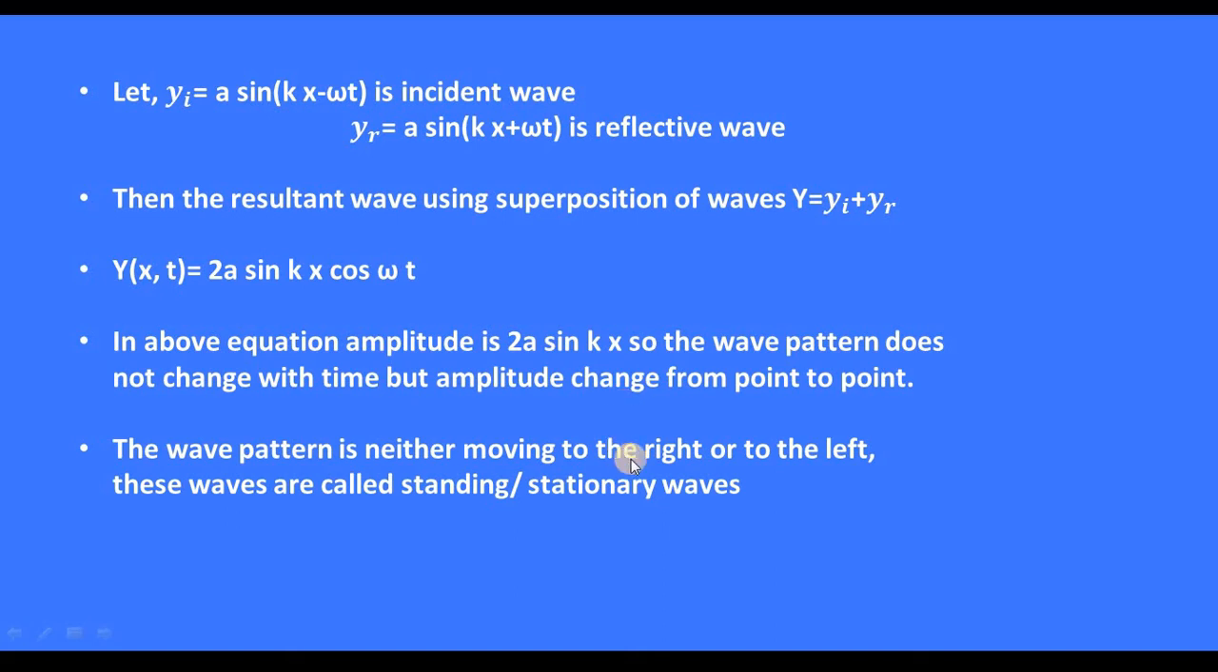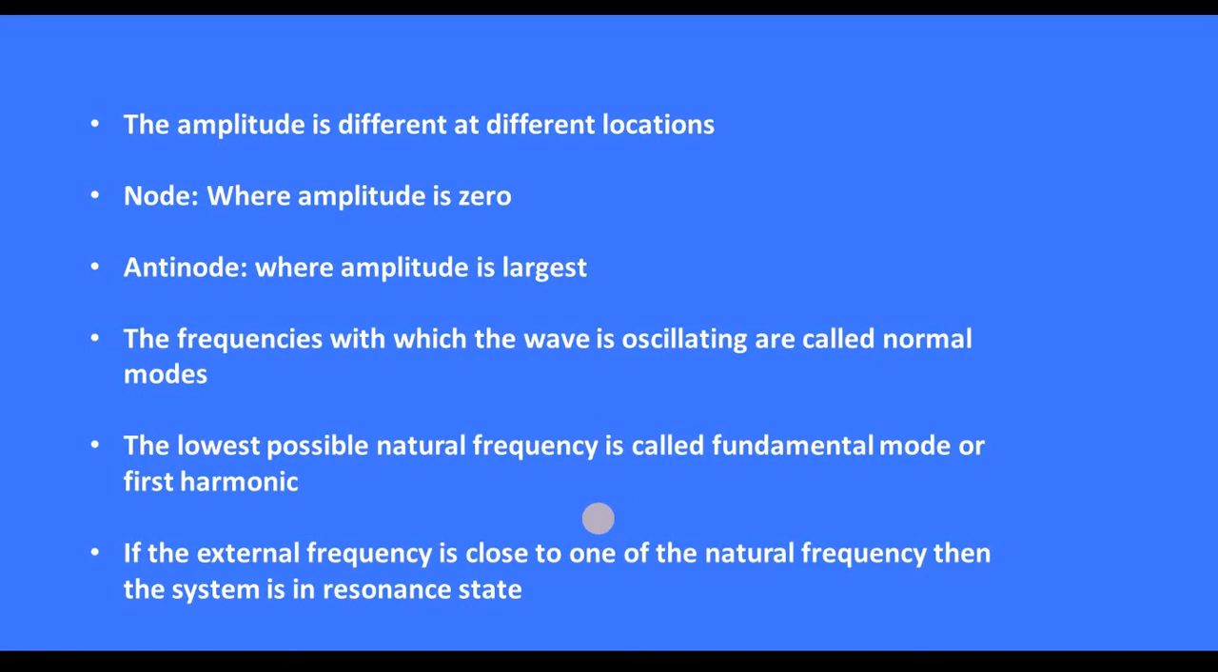So the wave pattern is neither moving to the right nor left. These waves are called standing waves or stationary waves. That means when you take waves which are not moving in either the positive or negative direction, these waves come under standing waves or stationary waves. For this one, the amplitude is different for different positions, as we already said.